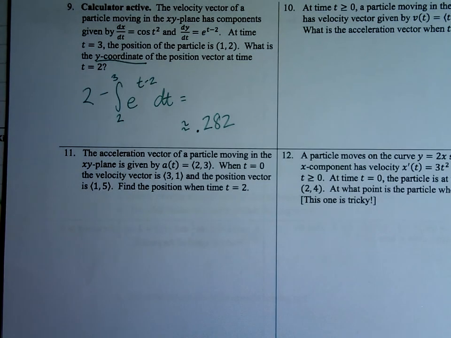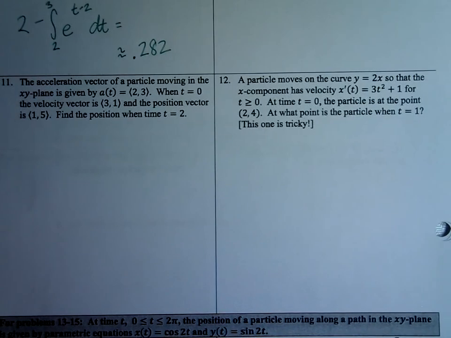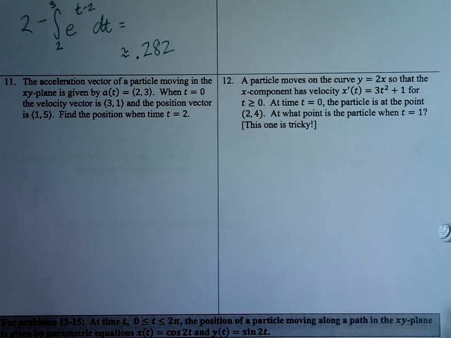Number 12 was tricky, so we're going to do 12. Number 12 says a particle moves on a curve y equals 2x so that the x component has a velocity of 3t squared plus 1 when t is greater than or equal to 0, and at time t equals 0, the particle is at the point 2, 4. At what point is the particle when t equals 1?